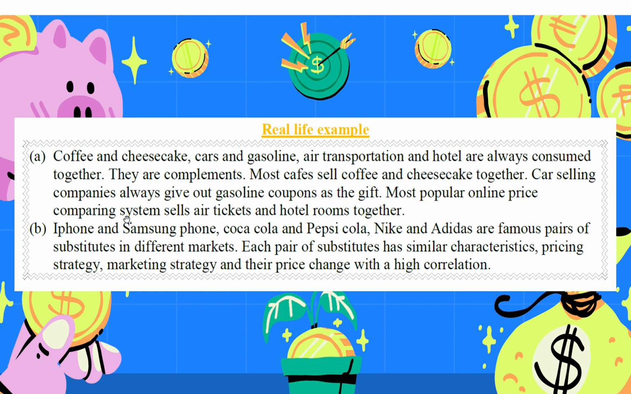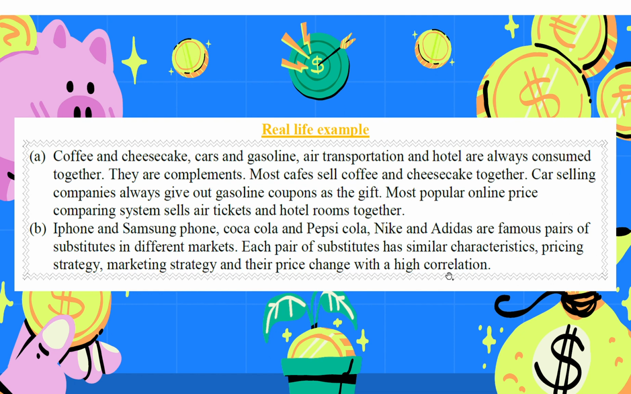And car selling companies always give you gasoline coupons as gifts. And the most popular online price comparison systems compare air tickets and hotel rooms together. On the other hand, iPhone and Samsung are substitutes, right? Coca-Cola, Pepsi-Cola, Nike, and Adidas, maybe now Under Armour, are famous pairs of substitutes.